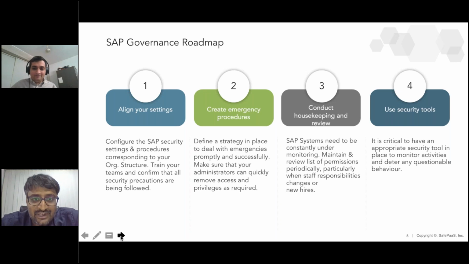For any SAP customer who wants to evaluate their governance aspects, or set up the governance process properly, we can divide it into four phases. The first is to align your settings: define what is to be covered in your security aspects, and configure things at different layers in SAP. Then apply your settings, which means implementing all the required security aspects.